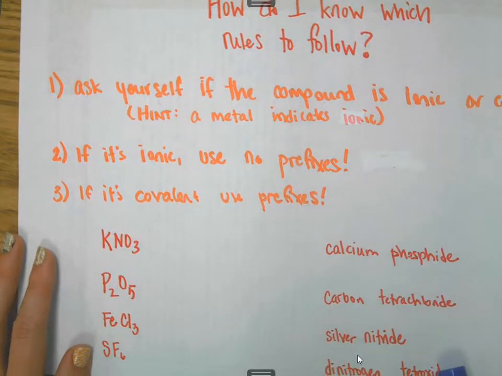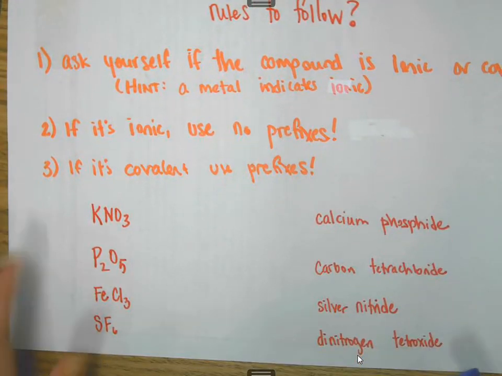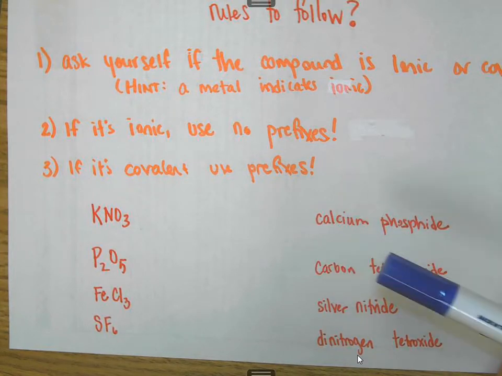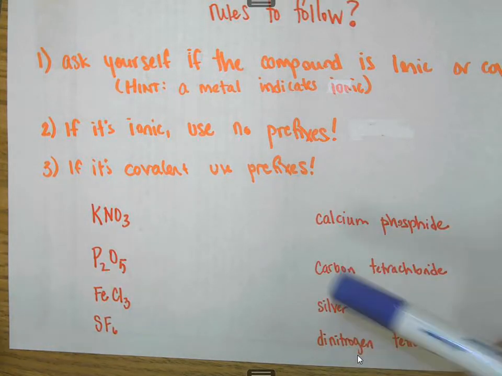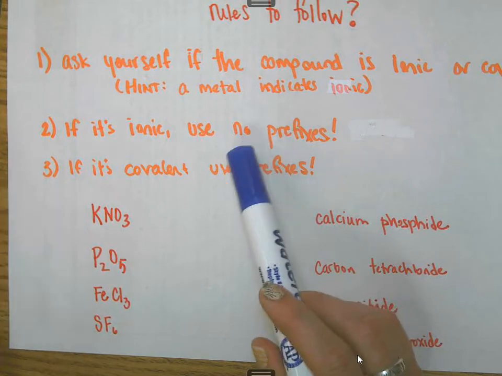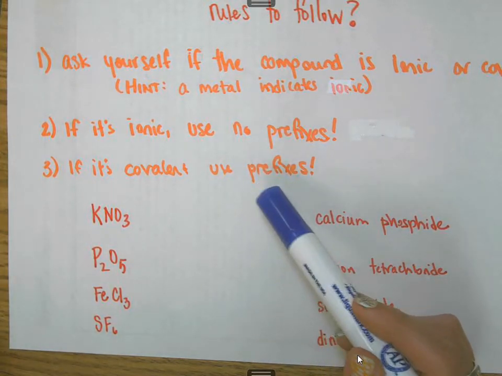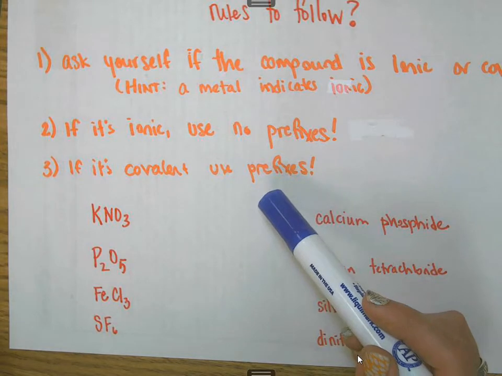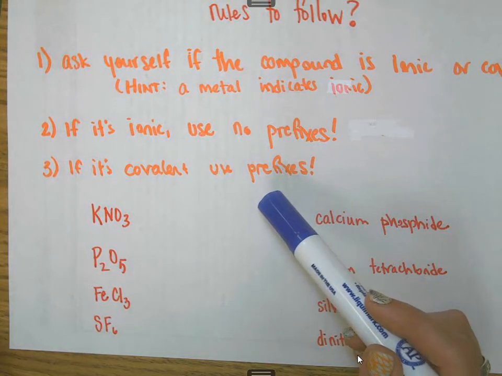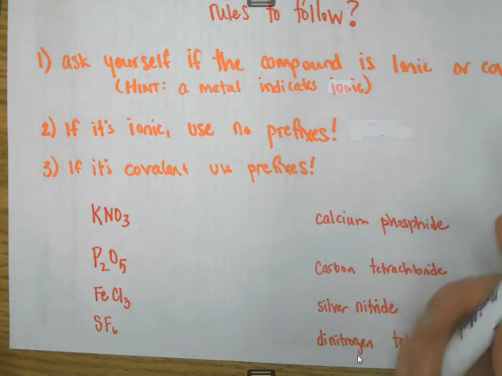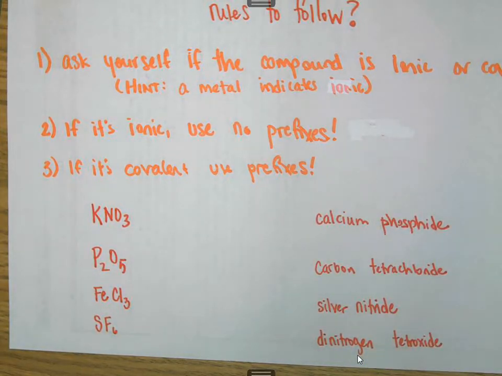Down here at the bottom I have a mixture of compounds to name and a mixture of compounds to write the formulas for. My first suggestion is that you ask yourself if the compound is ionic or covalent. The hint we kept using in class was that if there's a metal present, then it's an ionic compound, because ionic compounds are almost always a metal and a nonmetal, but definitely a cation and an anion. And cations are metals. So if there is a metal present, you must go by the ionic rules.